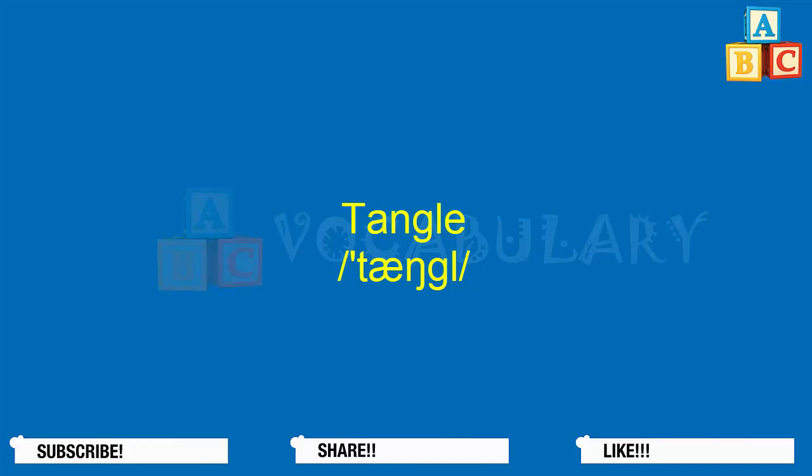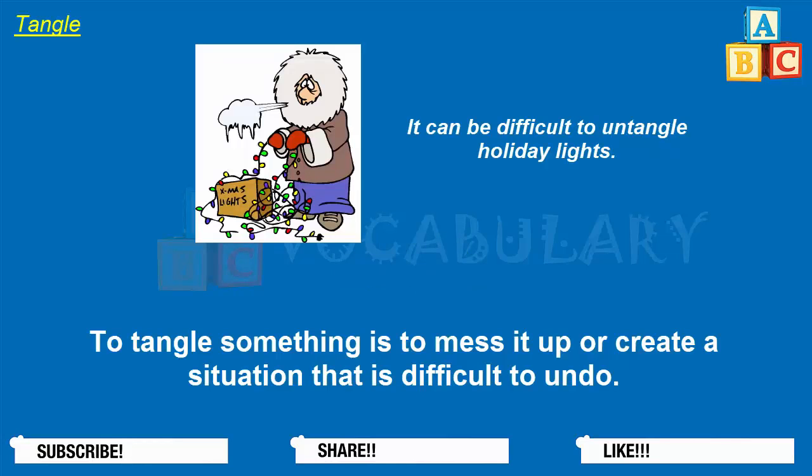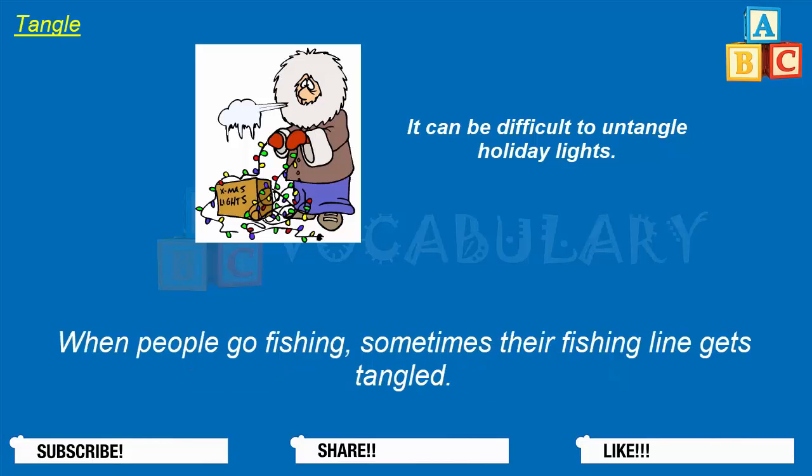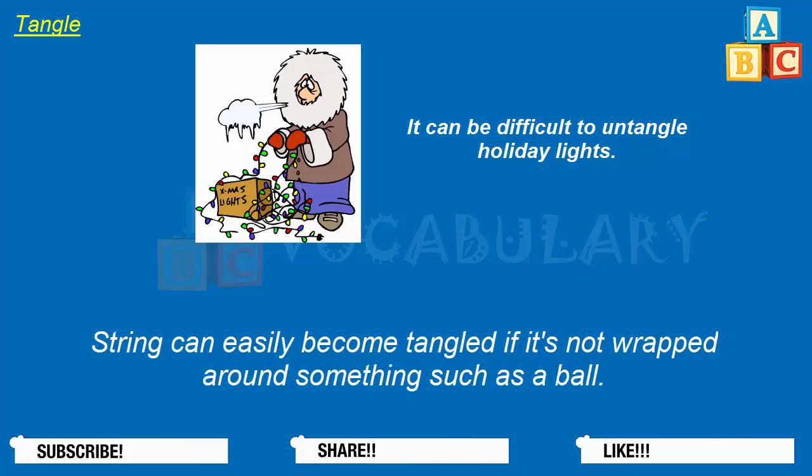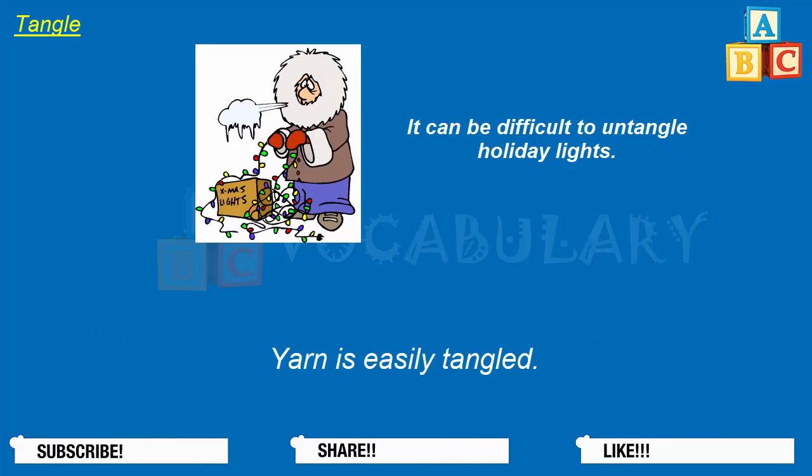Tangle. To tangle something is to mess it up or create a situation that is difficult to undo. When people go fishing, sometimes their fishing line gets tangled. String can easily become tangled if it's not wrapped around something such as a ball. Yarn is easily tangled.